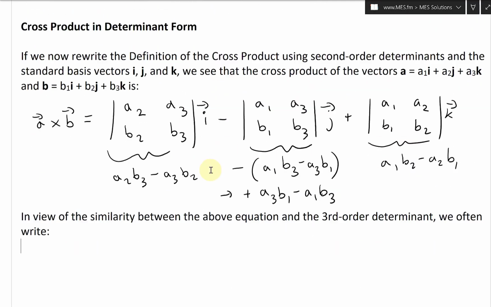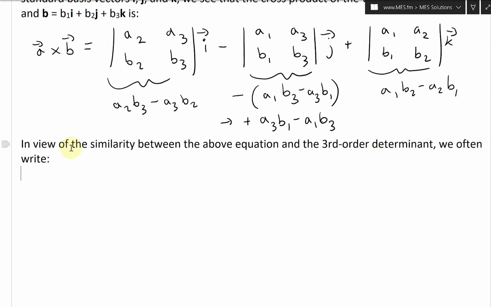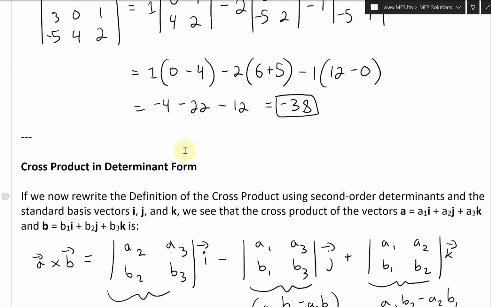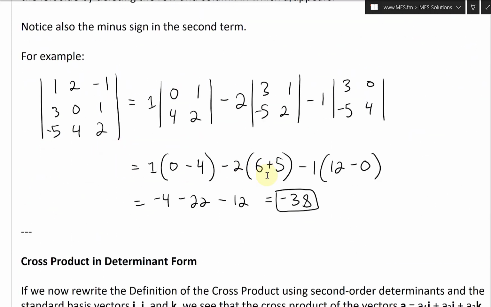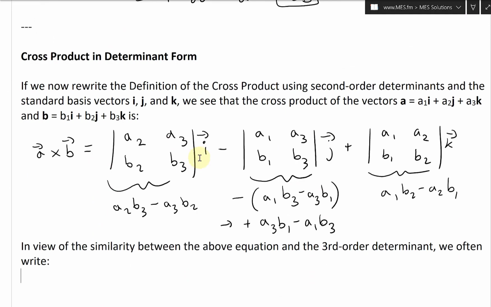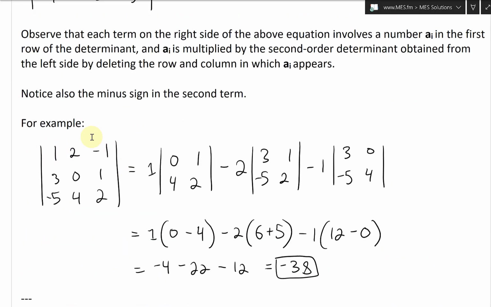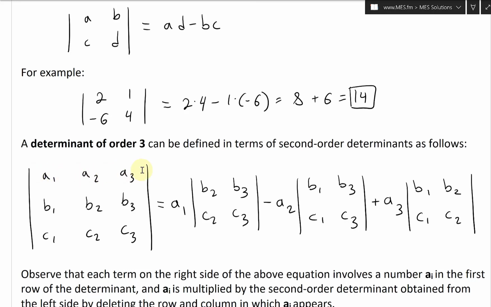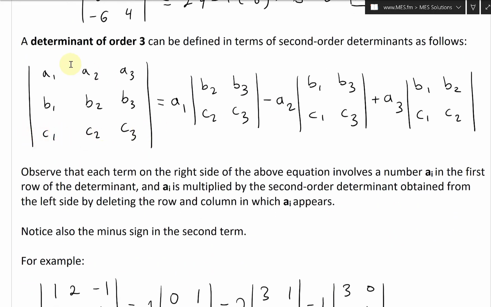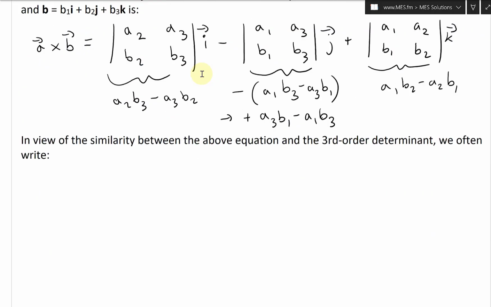Alright, so now that we have this, in view of the similarity between the above equation and the third order determinant, we often write, because remember the determinant gives you a real number, but this one here we just wrote in vector form. So instead of having this row as the numbers a1, a2, a3, we'll get rid of the c1, shift these two down, and then put the i, j, k vectors on the top.